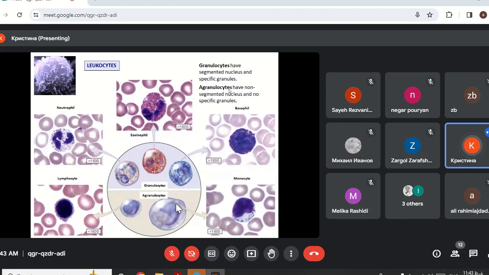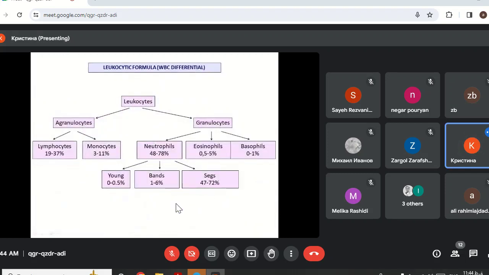In turn, agranulocytes, A means no, so they have a non-segmented nucleus, the whole nucleus, and no specific granules. And we have 2 types of agranulocytes, lymphocytes and monocytes. This is also what you should learn by heart. This is the composition of leukocytes.